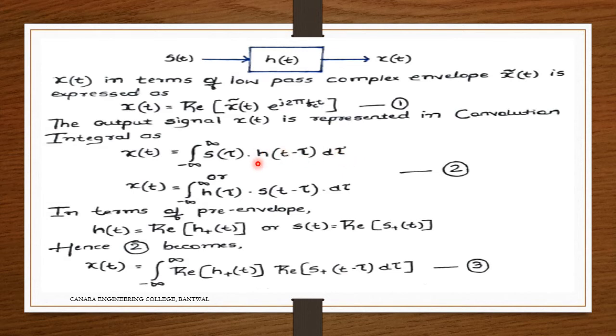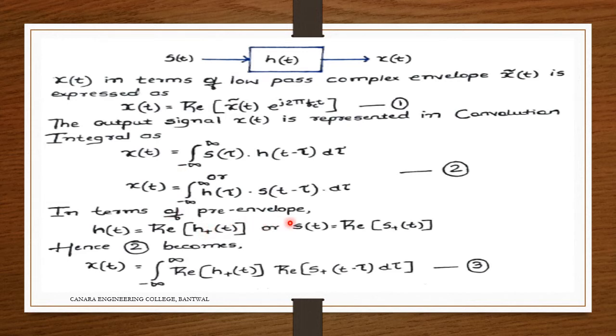Also, we can represent x of t as the integration from minus infinity to plus infinity of h of tau into s of t minus tau d tau. This is equation 2. We can remember this convolution integral in terms of signals, where we usually take the convolution integral for the continuous signal, and for the discrete signal we consider the convolution sum. So this is what we are considering for the continuous signal, in terms of a convolution integral here.